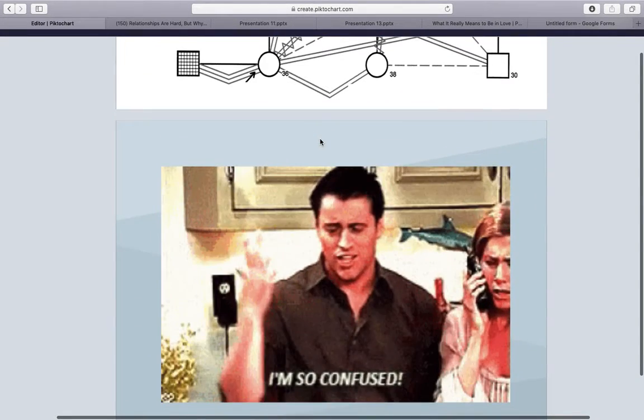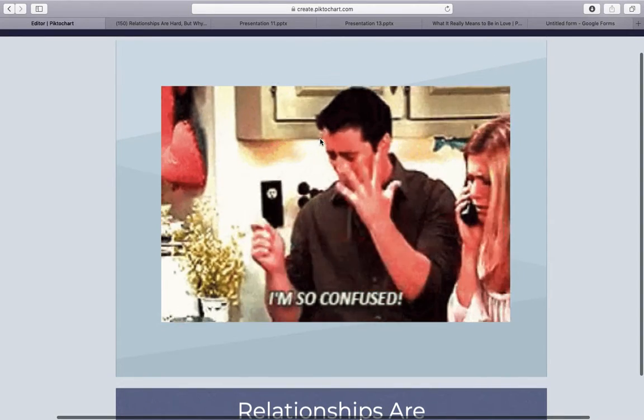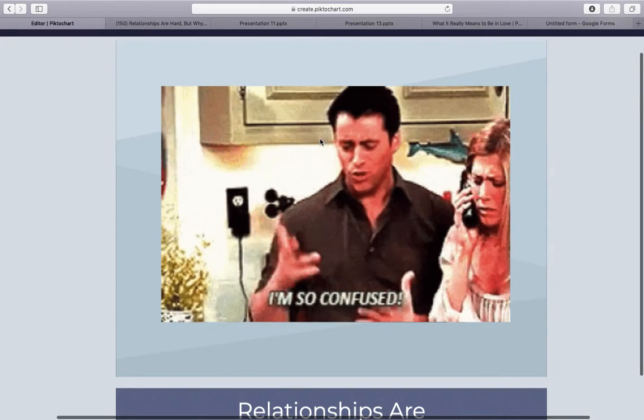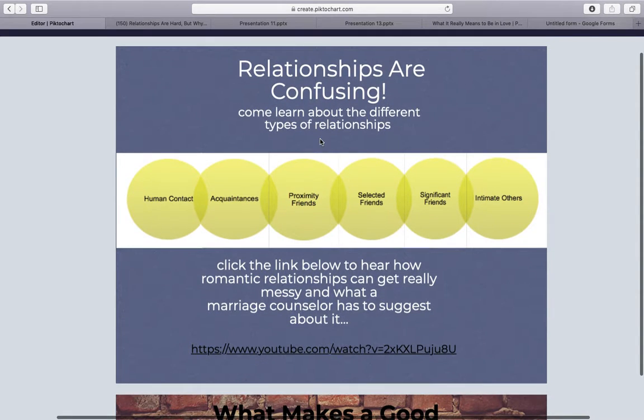So yeah. And then next I've got a GIF of Joey because we love Joey. And he is just telling us that families can be very confusing. So relationships are confusing. On this slide, it's our first interactive one. We've got just the different kinds of relationships that there are.